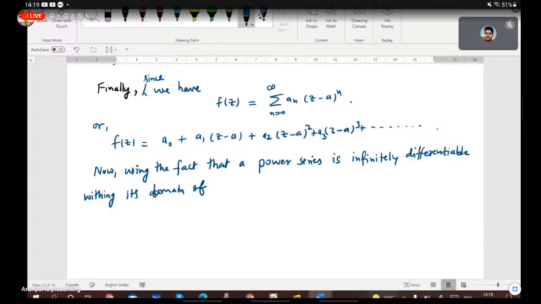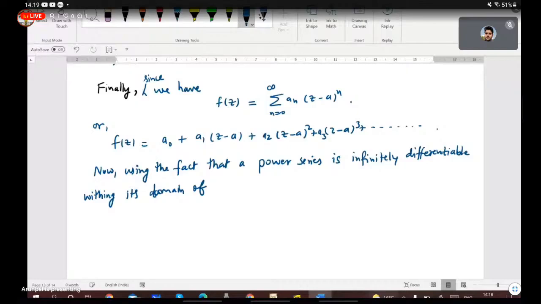We have class C. What will be f dash z? a1 plus 2a2 (z minus a) plus 3a3 (z minus a) square. Is this okay, class? Therefore, the value of f dash at a is how much? a1. Is this okay? Yes, sir.